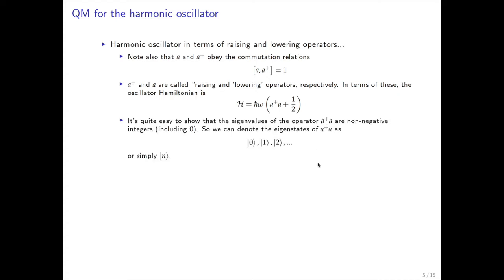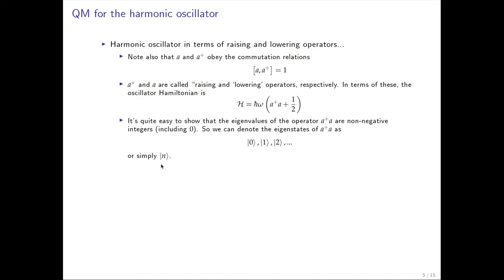And so it's pretty easy to show then, you don't even have to solve for the wave function, that the eigenvalues of this operator, which is the product A dagger A, are non-negative integers, including zero. And so we can denote the eigenstates of this A dagger A. It's also called the number operator because the eigenstates are these integer states 0, 1, and 2. If you've done the harmonic oscillator in position and momentum, you've got equally spaced levels, and you could label them as 0, 1, and 2. And so that's just what this is. So it's a very easy way of doing this.